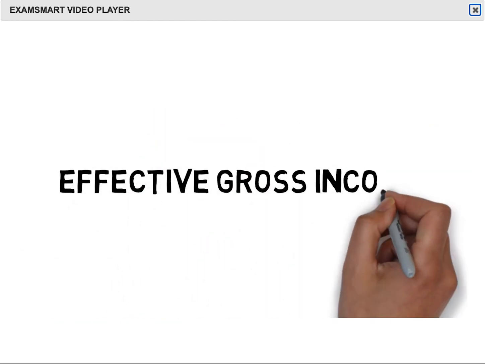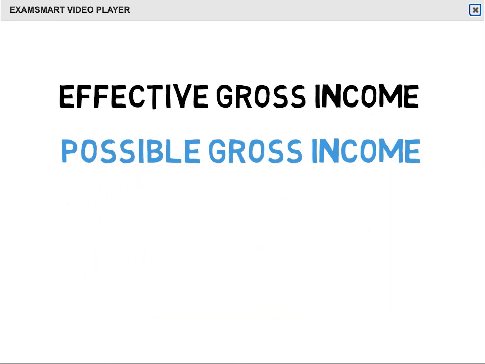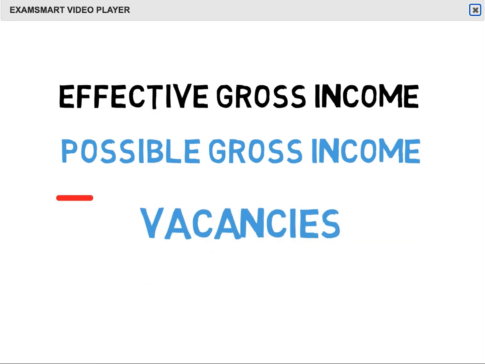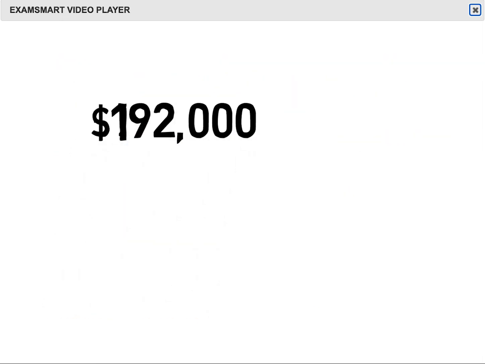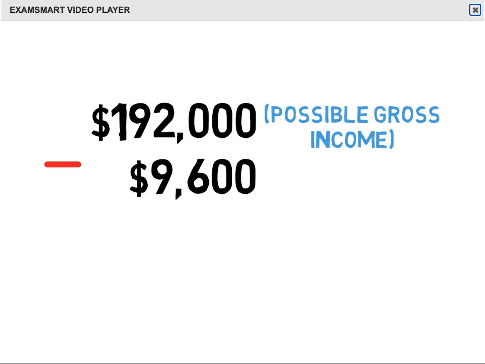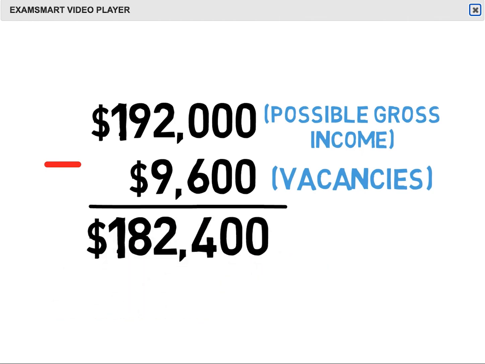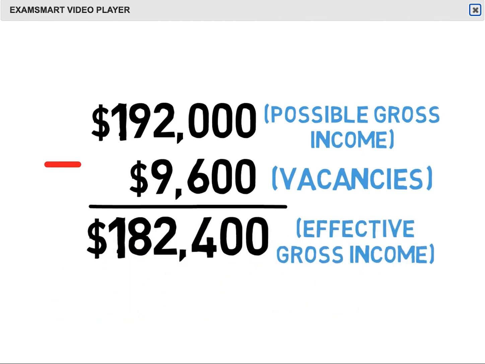To arrive at what is called the effective gross income, we take the possible gross income minus the vacancies. So we would take $192,000 of possible gross income minus $9,600 of vacancies to arrive at $182,400. That's referred to as the effective gross income. That's effectively how much money came in the doors.